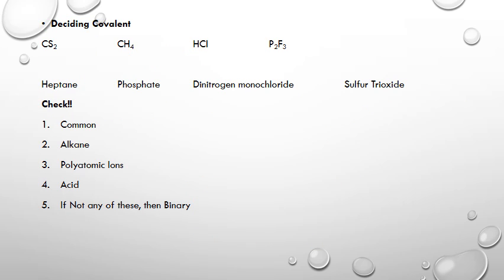Okay, the last thing, I want to go over a little bit about the covalents. Let's say you're given a covalent name or formula, and you want to determine what it is. Now, let's say I start out with CS2. I want to know its name, and I also want to know what type it is.